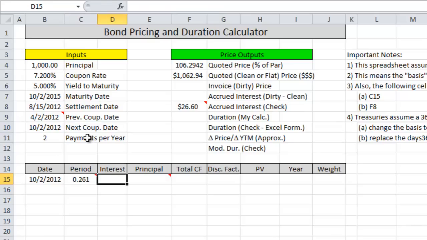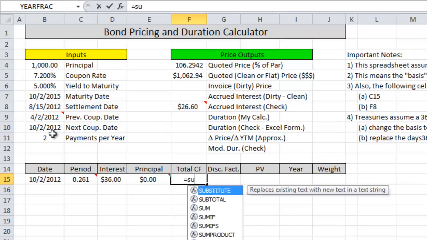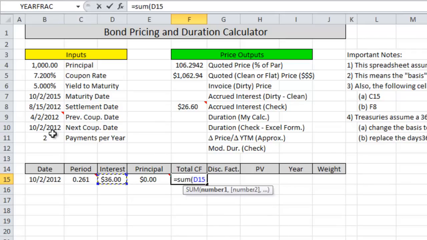Now, what's our interest payment going to be? It's going to be the principal times the coupon rate divided by the number of payments per year. We're not going to get any principal in the first period. What are the total cash flows from the bond? Well, the total cash flows will just be the sum of the interest and the principal. Obviously, in this case, it's just going to be the interest.